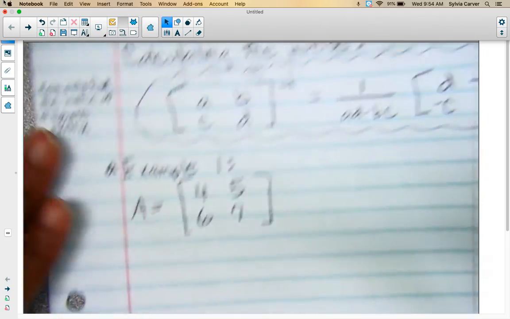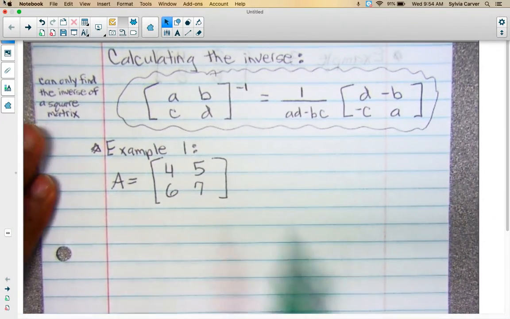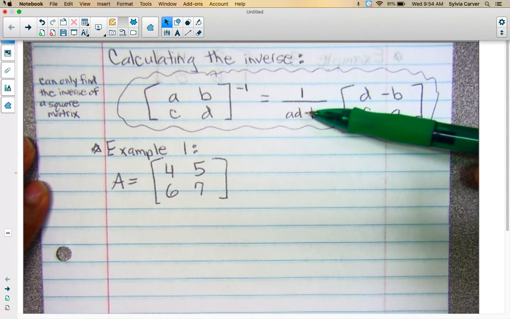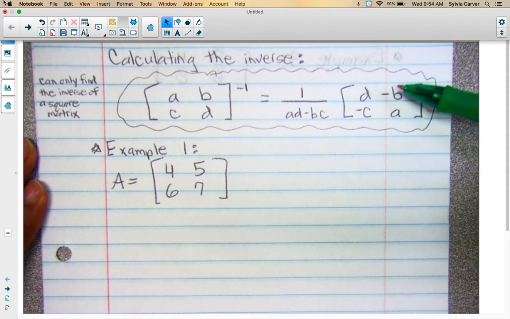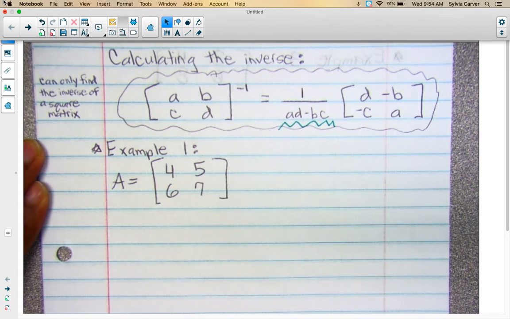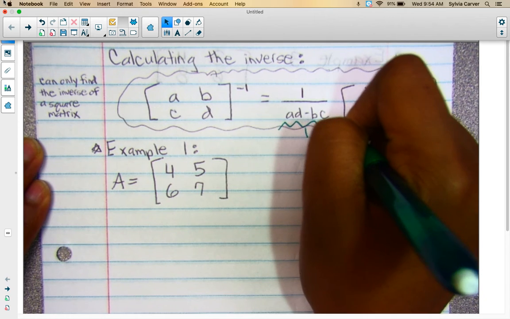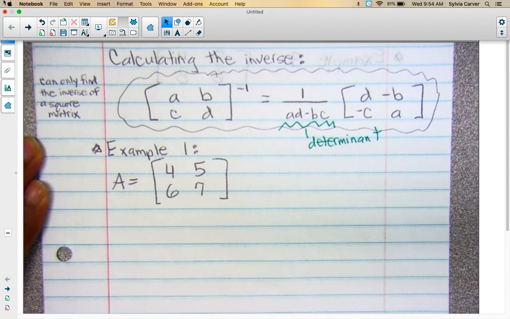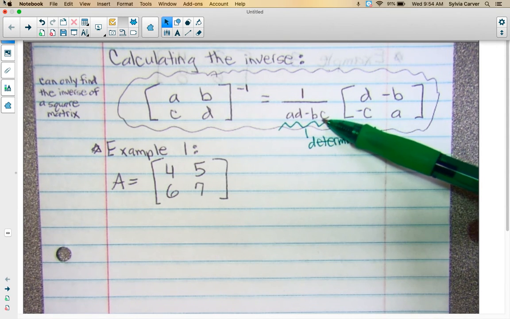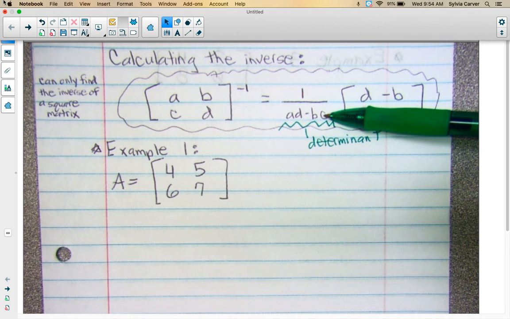This is our formula for finding the inverse of a matrix. We find the inverse by doing 1 over AD minus BC, and then you switch the letters over here. This should be familiar because that's what we did yesterday. AD minus BC is the determinant. So our inverse formula says you do 1 over the determinant.